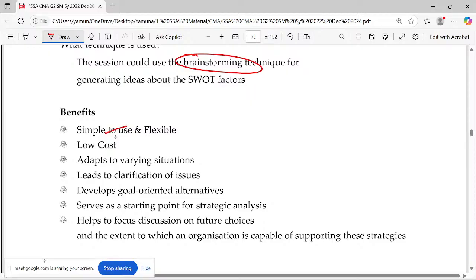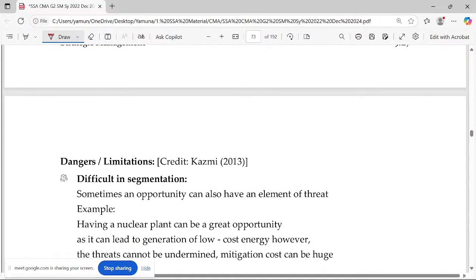Those terms are associated. So it's simple to use and flexible, low cost, adapts to varying situations, and leads to clarification of issues. Obviously, when I analyze all this, I may be facing some issues, and those will be clarified. You're not going to hold the same position, right? It develops goal-oriented alternatives, serves as a starting point, and helps to focus discussion on future choices. All these are the benefits.